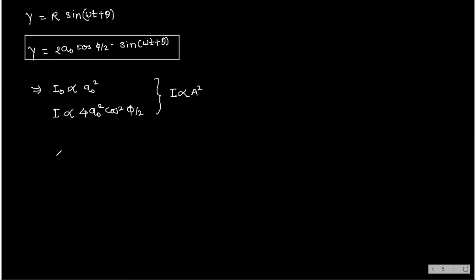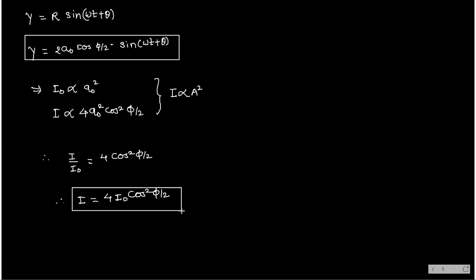So if I want the I by I naught ratio, can I write it like this? 4 cos square phi by 2. Just where there is I naught, I will replace with a naught square, and where there is I, I will replace with this. So I by I naught is equal to 4 cos square phi by 2, and therefore I is equal to 4 I naught cos square phi by 2. Okay, clear? Right, good.